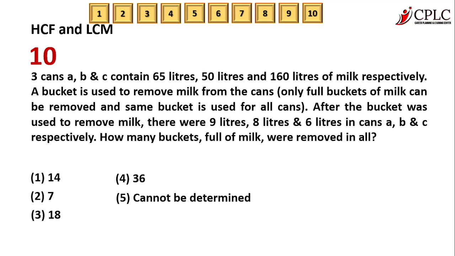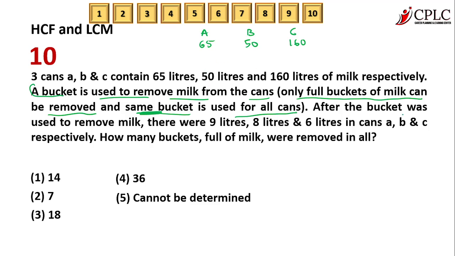The last one says there are three cans A, B, C which contain 65 liters, 50 liters, and 160 liters of milk respectively. So A has 65, B has 50, and C has 160 liters of milk. Then there is a bucket that is used to remove milk from the can, and there are conditions: only a full bucket is removed and the same bucket is used for all the cans. Now look at the wording, same bucket, so it should be common. You have to figure out such things also.